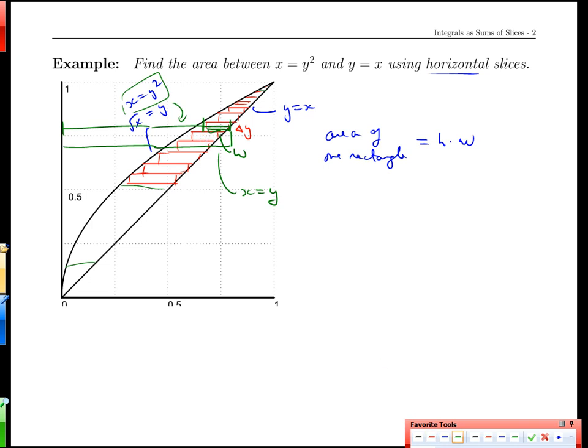And so we can think of this as x upper, and this is x lower. I take the upper x and subtract the lower x. So our height is delta y.